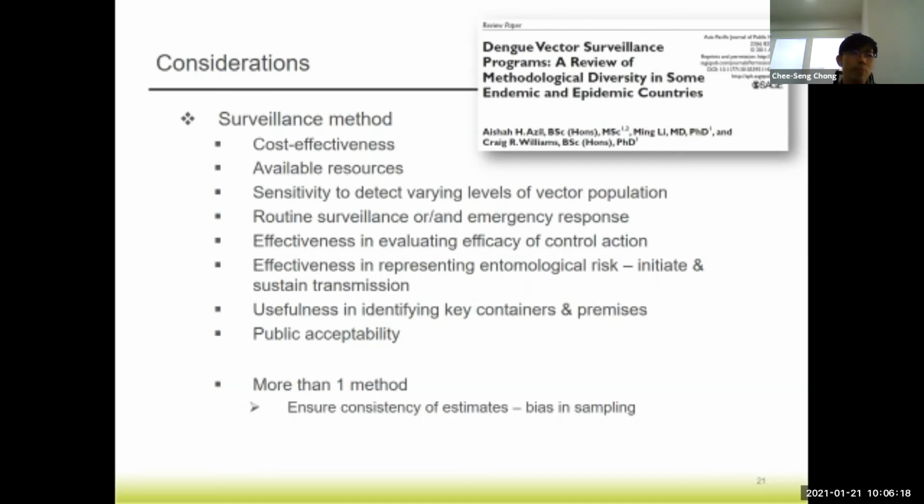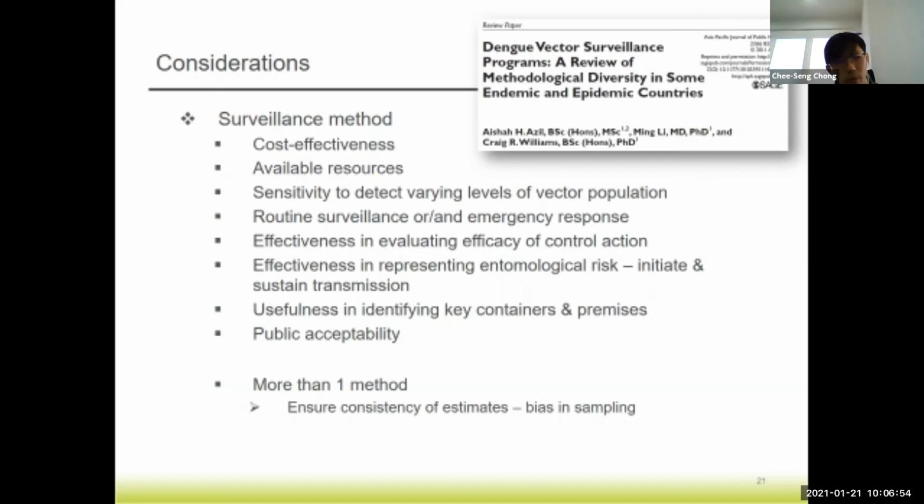And the method itself, is it for routine surveillance or is it for emergency response? That is different as well. And it's also tied to some of the questions that you have: evaluating efficacy of control or looking at risk itself. Is there a risk of transmission? Which we will talk a bit more about during the NS1 session later. And some of this you can read, like public acceptance. So there are many traps out there, again, as I mentioned. So what does the community accept? That's very important.